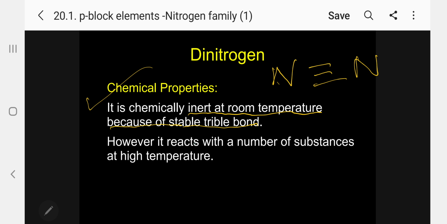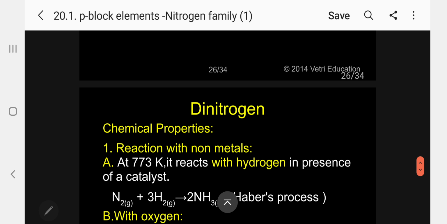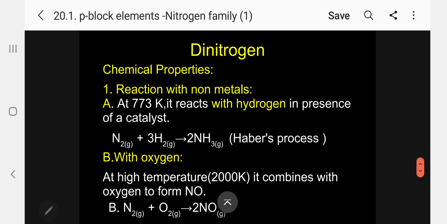Kindly follow. However, it reacts with a number of substances at high temperature. At high temperature, the pi bonds will easily break. It contains two pi bonds and one sigma bond, so the pi bonds break at high temperature. It undergoes reactions, kindly follow, only at high temperature.